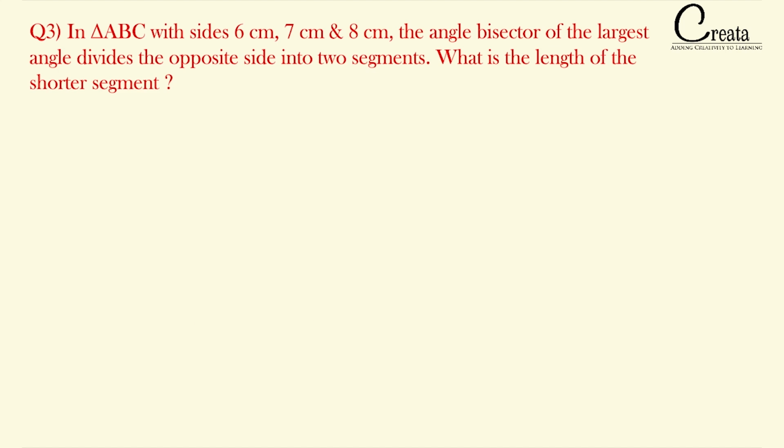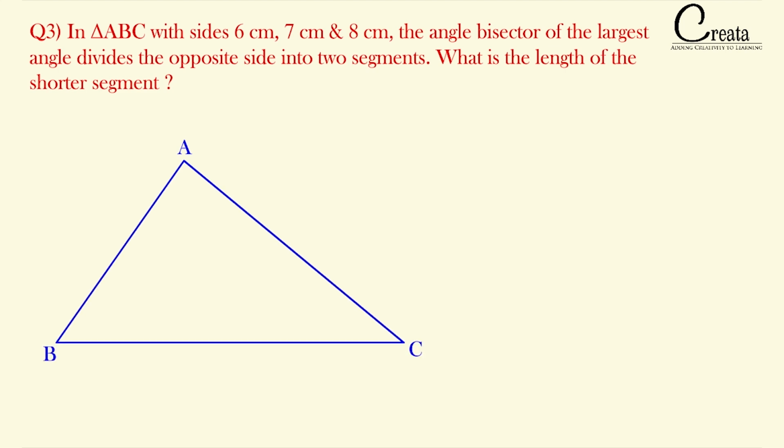So in this question, a triangle ABC is given. The three sides of this triangle are given as 6 cm, 7 cm and 8 cm. Further, in the question, it is given the angle bisector of the largest angle. If you observe the figure, the side 8 cm is the largest side. And we know the angle opposite to the largest side is the largest angle. So we can say angle A is the largest of the three angles.